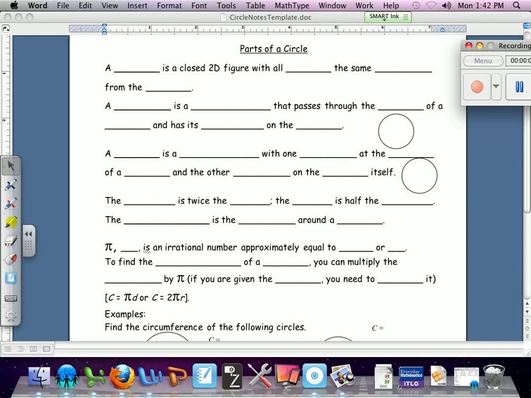All right, parts of a circle. First, we need to know what a circle is formally, officially. So a circle is a closed two-dimensional figure with all points the same distance from the center.